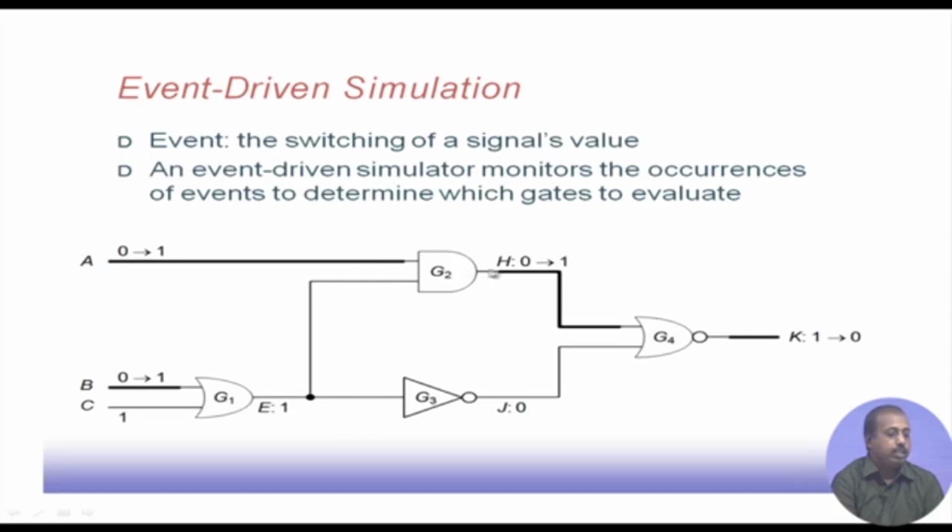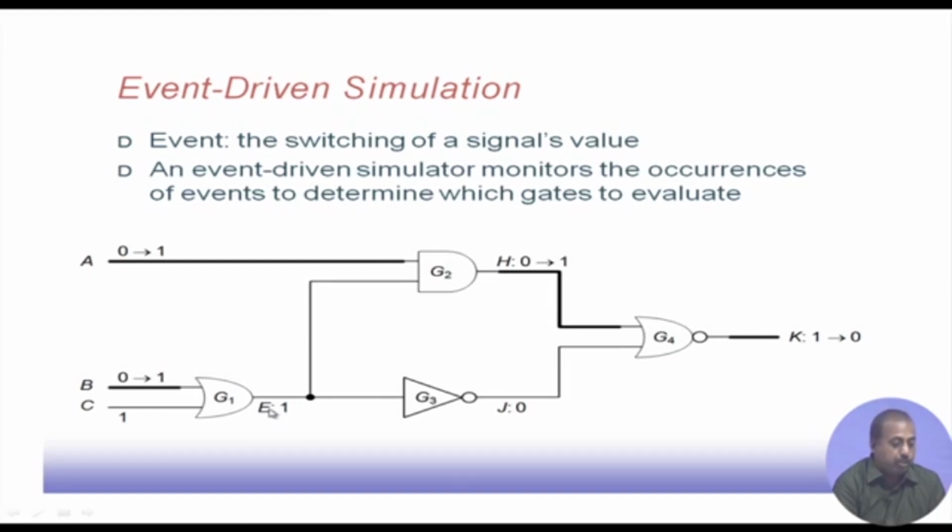As a result, this G2 output H was equal to 0, and this K output was equal to 1. Now, suppose there is an event, in the sense that some of the inputs do change, say A changes to 1 and B changes to 1. So first this gate, since G1's input has changed, G1 will be simulated, and we see that this E value remains unaltered.